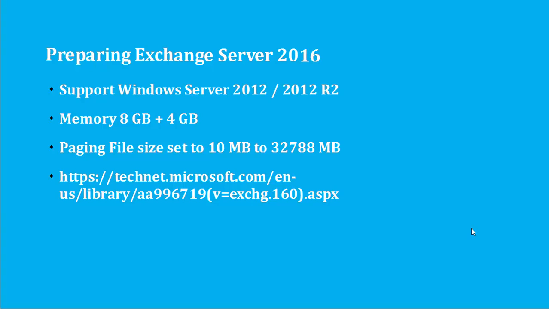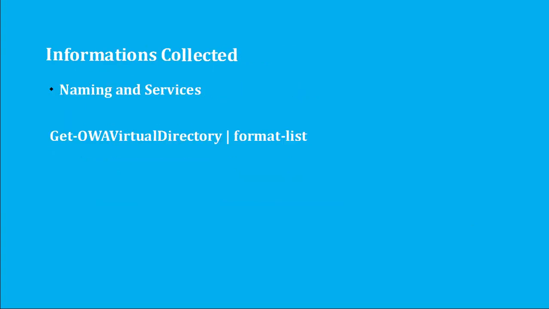Preparing your Exchange Server 2016. Exchange Server 2016 supported operating systems are Windows Server 2012 or 2012 R2. The minimum memory requirement for the Mailbox server role is a recommended 8 GB, and for the Edge Transport it is 4 GB. You will get more details on this from the following link.